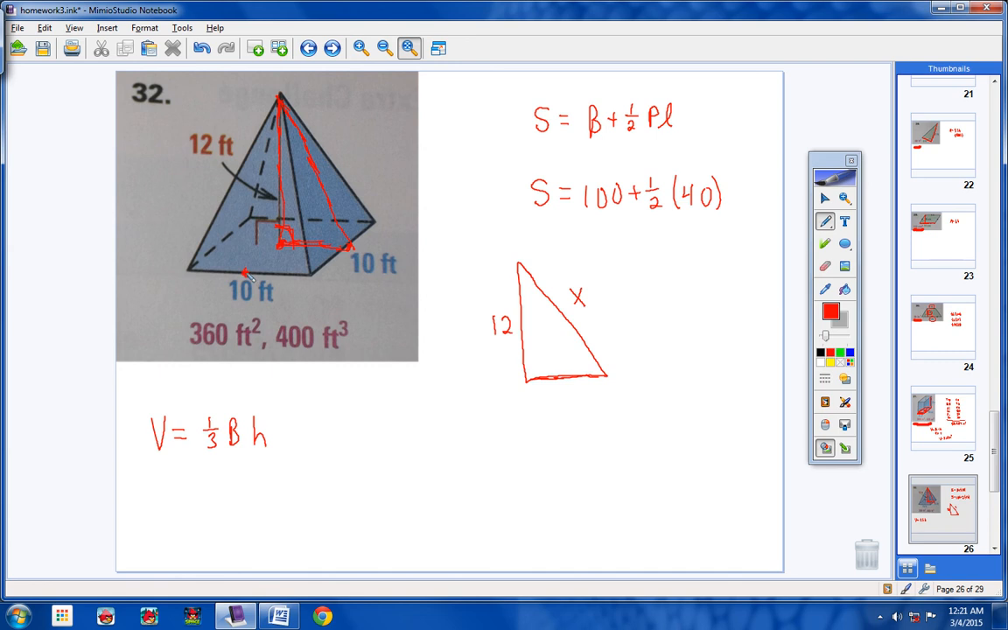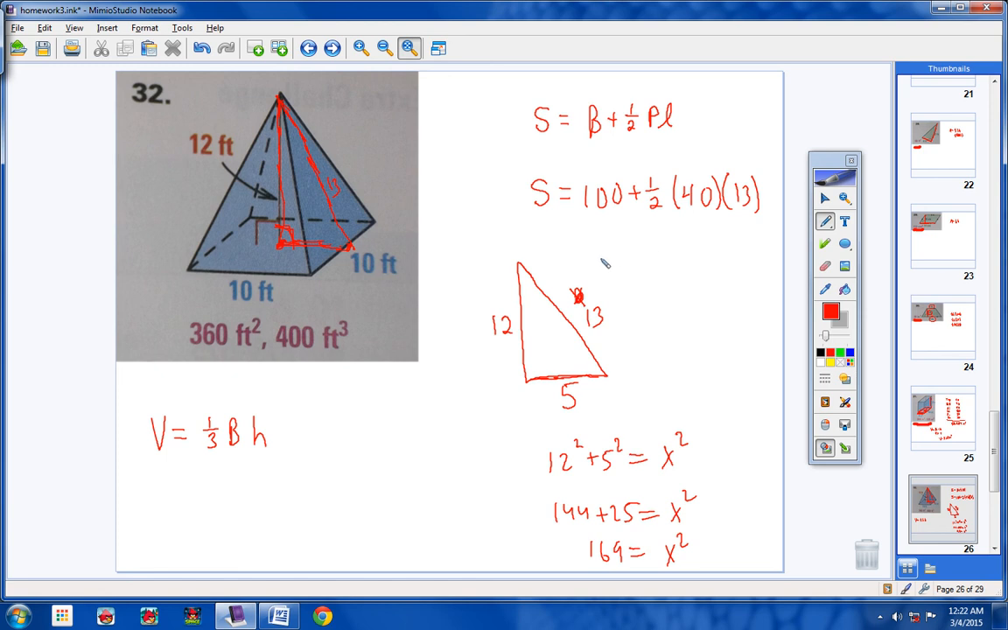That means it's from here over. Well, that's half of 10, that's 5, so this is 5. So now using the Pythagorean theorem, we have 12 squared plus 5 squared equals hypotenuse squared, so 144 plus 25 equals x squared. That's 169 equals x squared, and the square root of 169 is 13, okay? So now we know that the slant height is 13. X right here is 13, so my slant height is 13. So for L, I'll put 13.